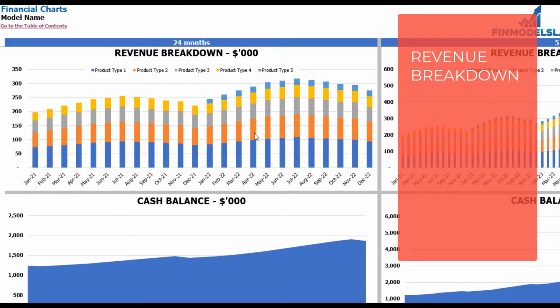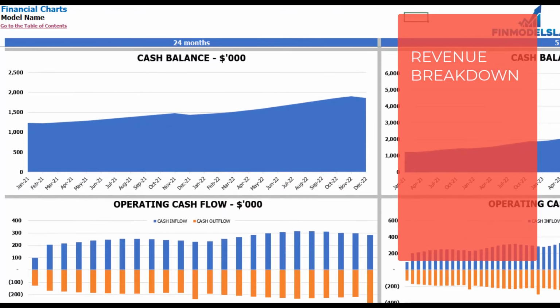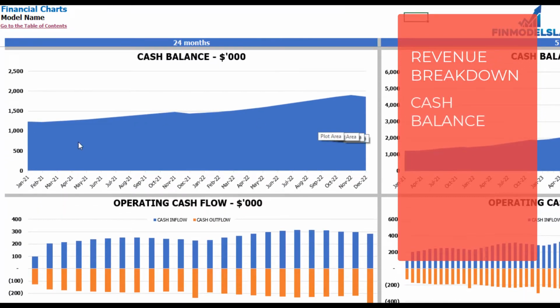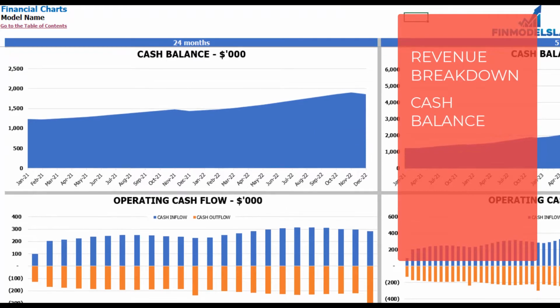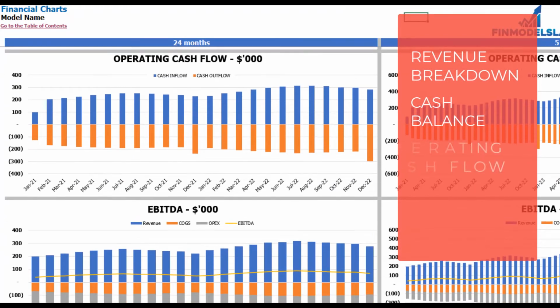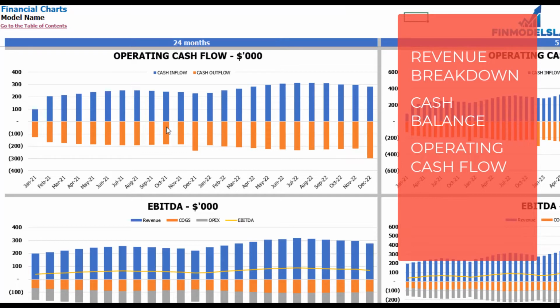The top couple of charts will show you the revenue breakdown by product types. The next couple of charts will show you the cash balance for the 2 years and for the 5 years. The next couple of charts will show you the operating cash flow, broken down by cash inflow and cash outflow.